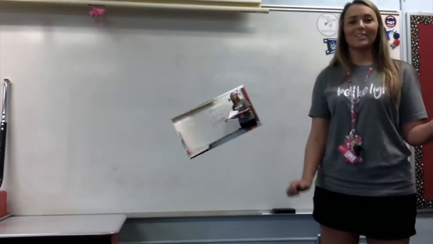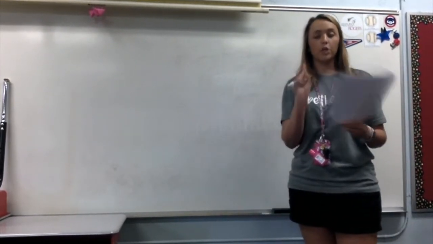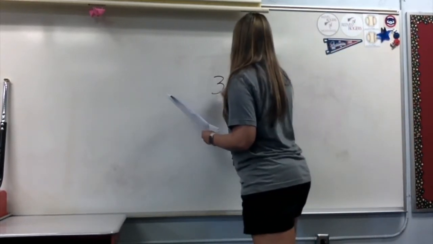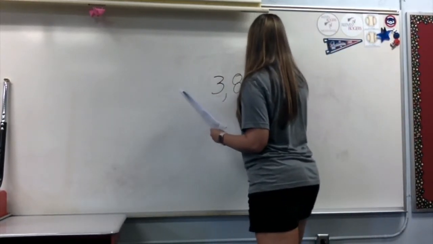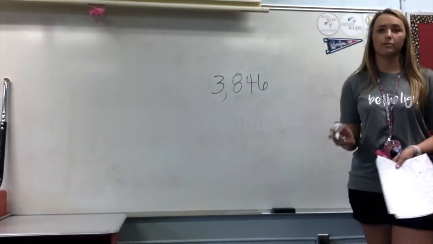Okay, so that was an awesome job on the previous one. So that was our example. We're going to do one more before we start our little game, okay? So we're going to use a bigger number, and it's 3,846. So can someone come underline the hundreds place for me?